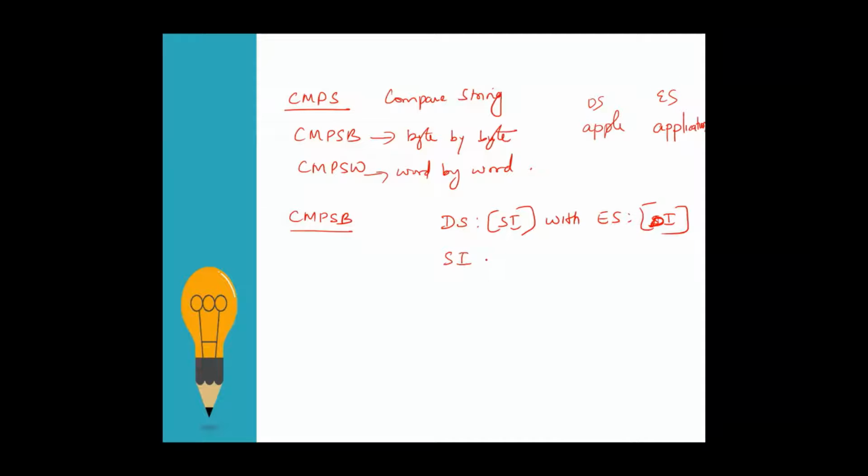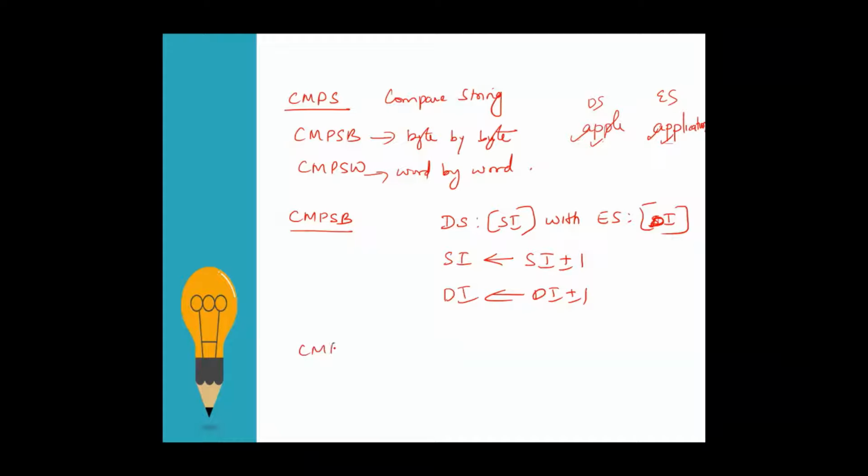That means after every byte is compared, SI will become SI plus or minus 1, DI will become DI plus or minus 1, right? First I'll be comparing A and A. Then I'll be incrementing SI and DI, and then I'll be comparing P and P, right? So what is CMPSB doing? It is comparing DS of SI with ES of DI. Understood?